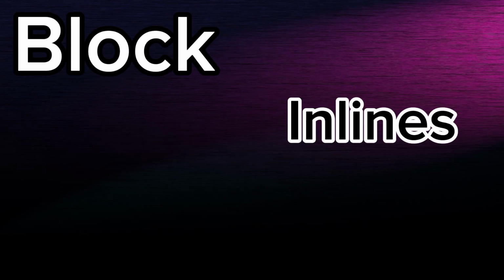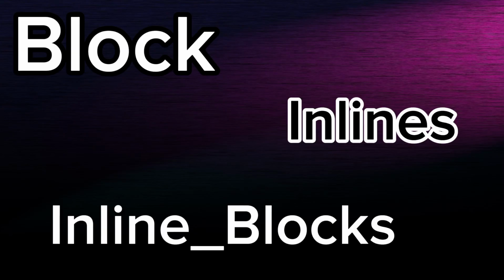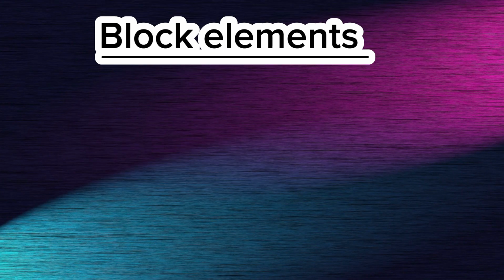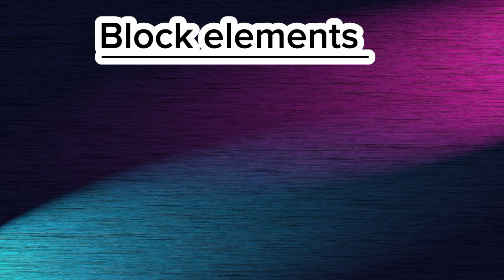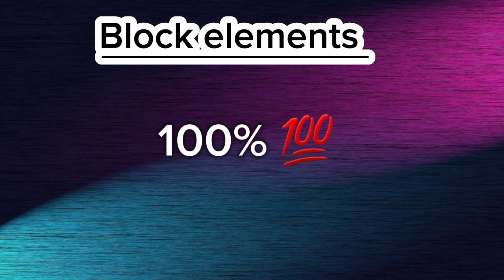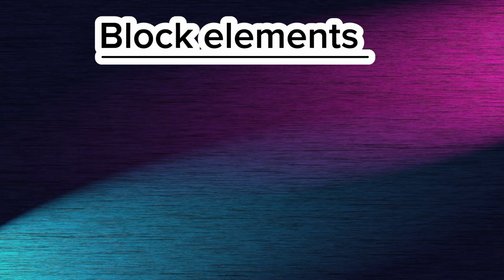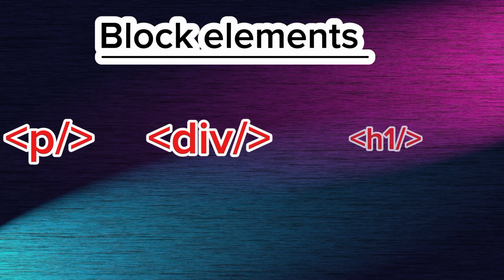Blocks, inlines, inline blocks. I'm about to break down everything you need to know about display properties in CSS. So first, let's start with block elements. Block elements are those elements that take up the full width of their parent container and start a new line. That is because, by default, a block element has 100% width. They always stack on top of each other. Examples of block elements are paragraphs, divs, headings, and headers.